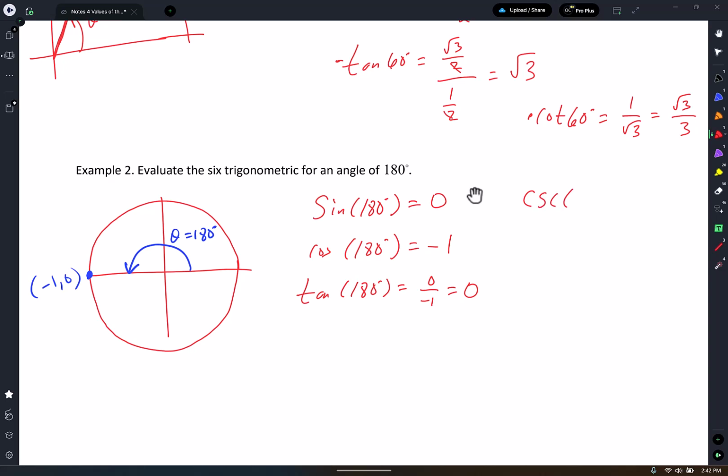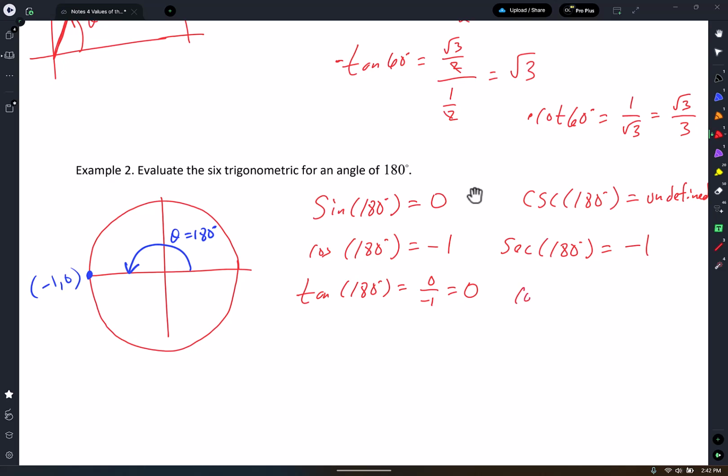CSC, that's cosecant of 180 degrees. Does 0 have a reciprocal? No, undefined. Secant of 180 degrees. The reciprocal of negative 1 is itself, negative 1. See? Negative 1 and 1 are the only reciprocals that are like that.